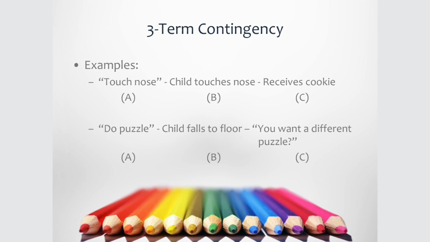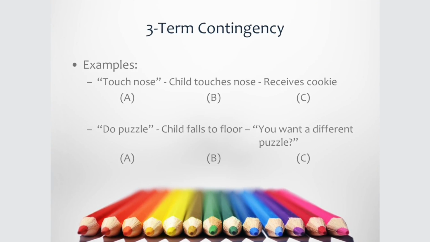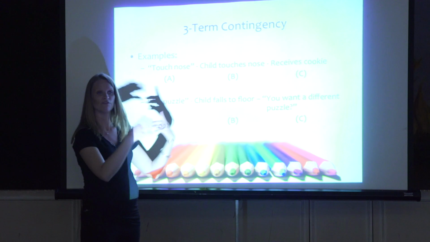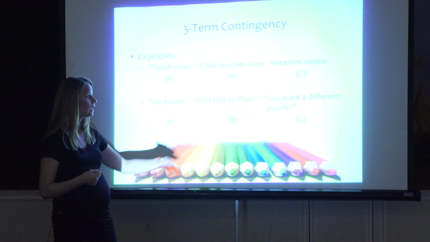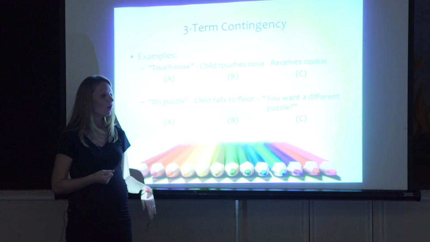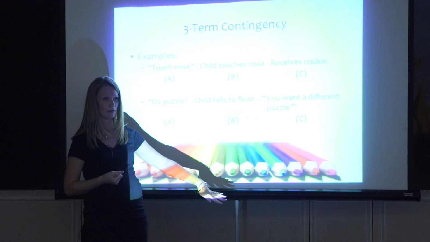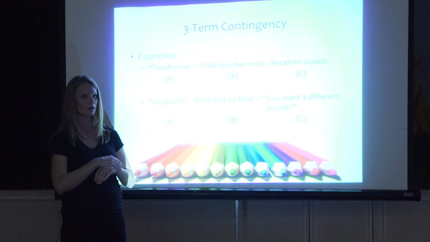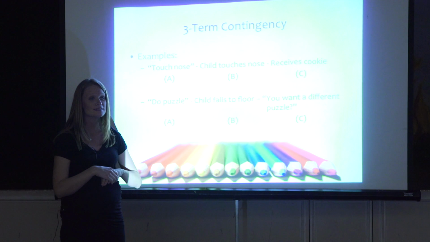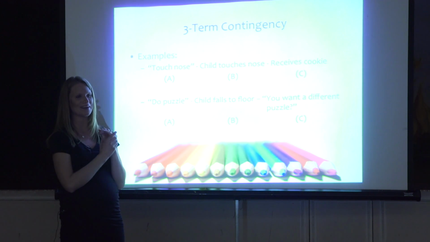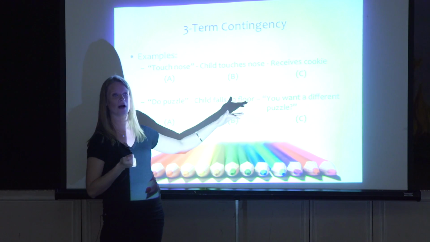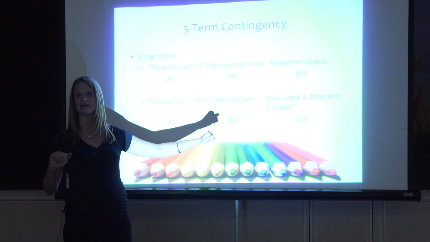Okay, so here, we're going to talk about a different example. Here, the verbal stimulus to the child is do the puzzle. The child's behavior then, he falls to the floor. The consequence here is, oh, you don't like that one, you want a different puzzle? What did we just teach the child there? Reinforcing escape. Yes, I love it. That was awesome. Can you say that louder? You're reinforcing escape. Exactly. We just taught him that if he falls to the floor, we're going to now change the demand.